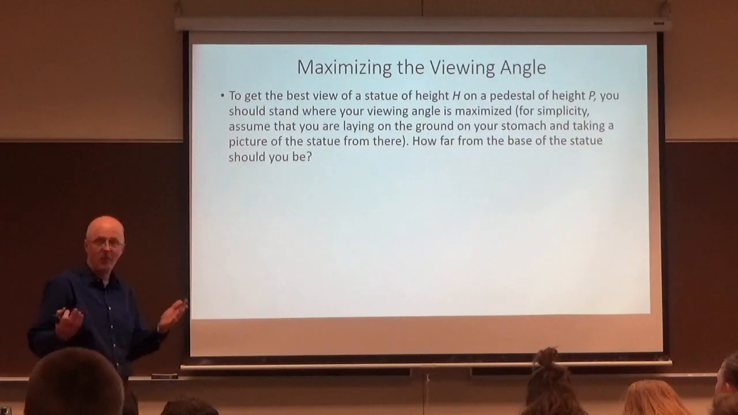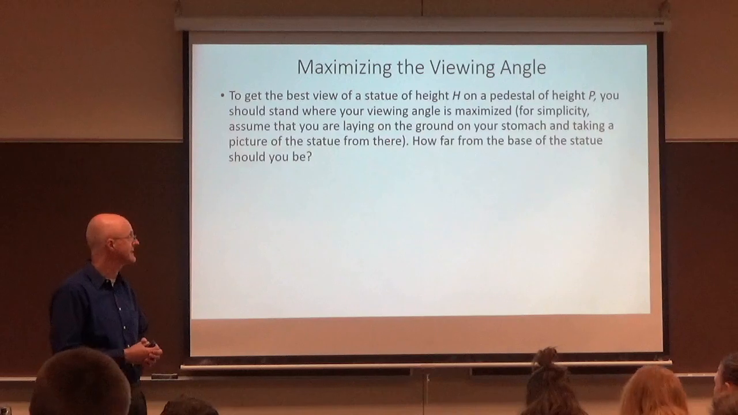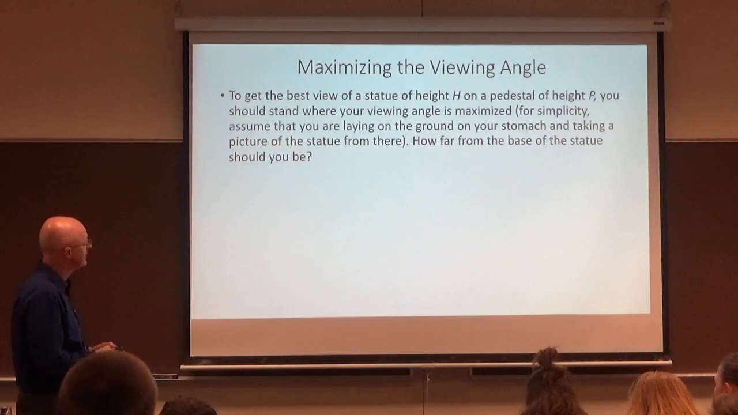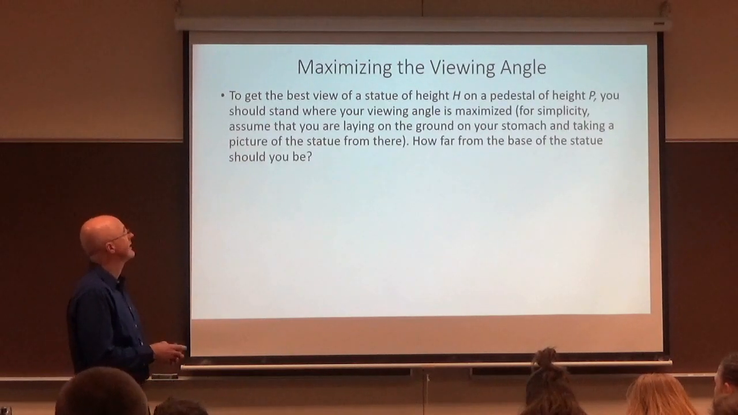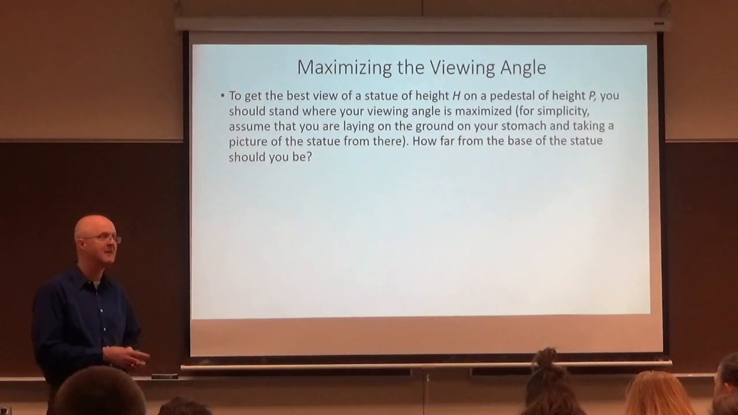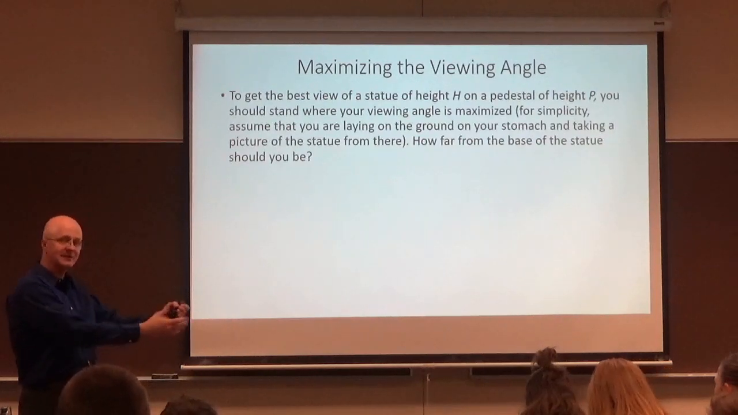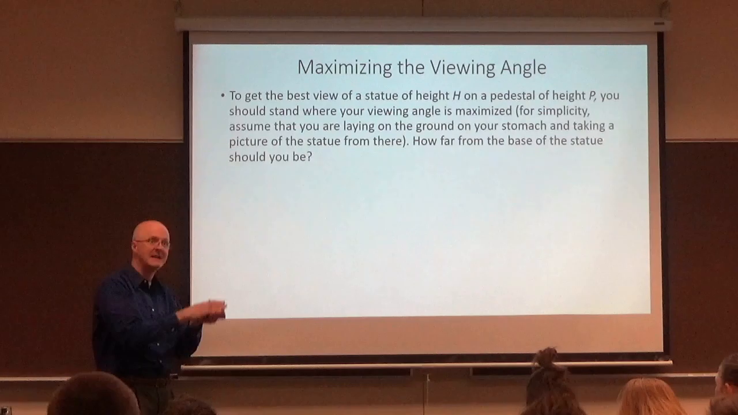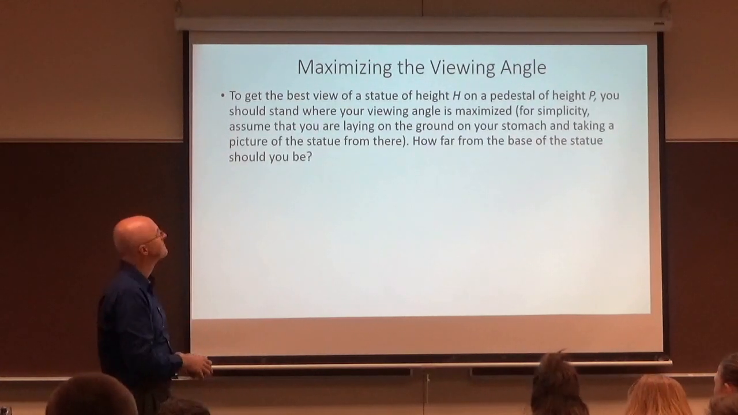And this is, again, a more important kind of thing to be able to handle, dealing with arbitrary parameters in the problem. So the question says, to get the best view of a statue of height h on a pedestal of height p, so h is the height of the statue, p for pedestal is the height of the pedestal, you should stand where your viewing angle is maximized. So you stand back from the statue and you're looking at it. You want the statue to look as big as possible in terms of your viewing angle from your eyes.